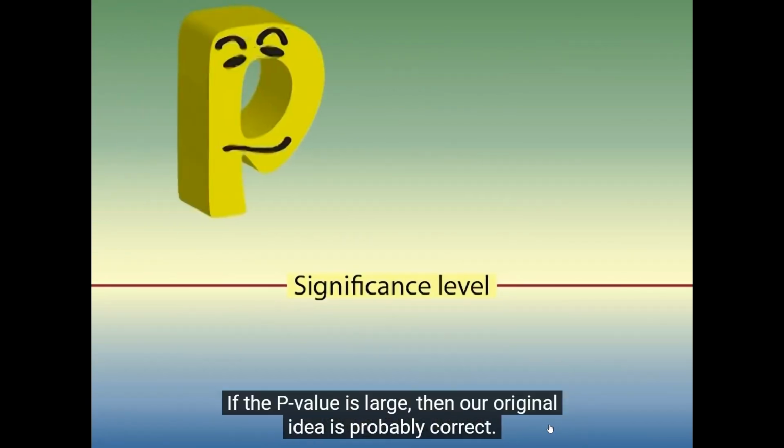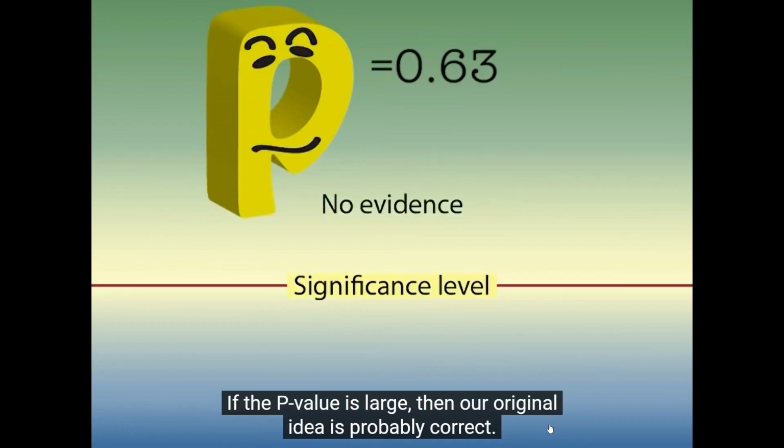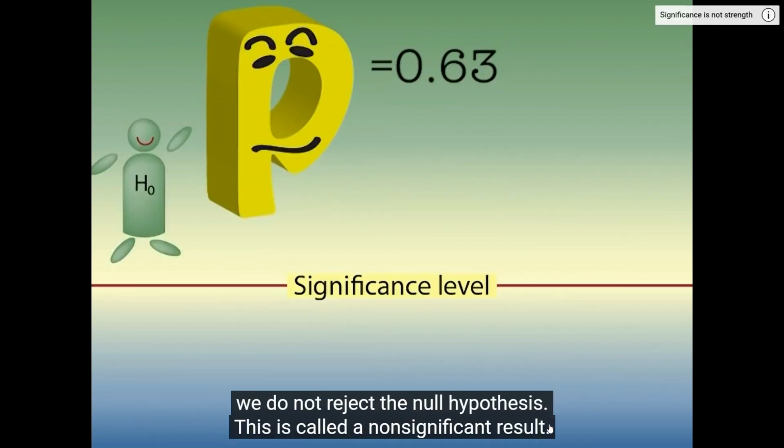If the p-value is large, then our original idea is probably correct. We do not reject the null hypothesis. This is called a non-significant result.